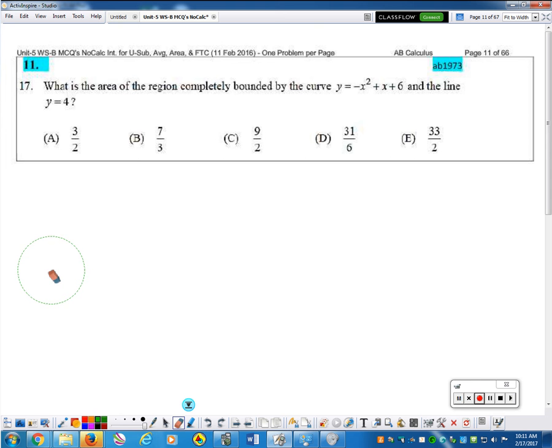Okay. Bailey, please. So how do you know it's not switching, like the x-axis?